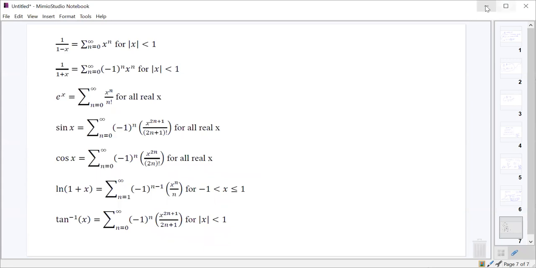Cool, we lost our toolbar here. That's fun. Means I can't go back to the pen. There it is. All right, are we all doing okay so far? All right, cool. Let's see here. What should we talk about next with these?